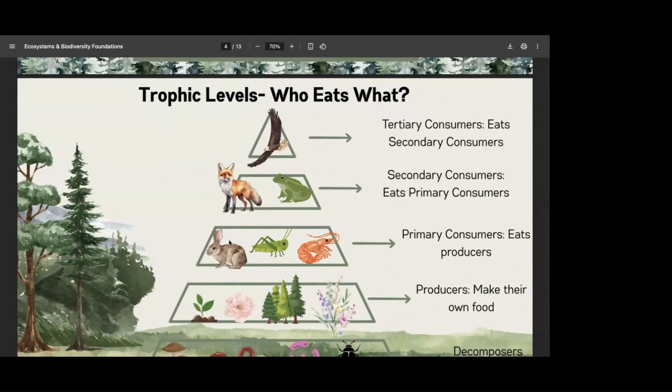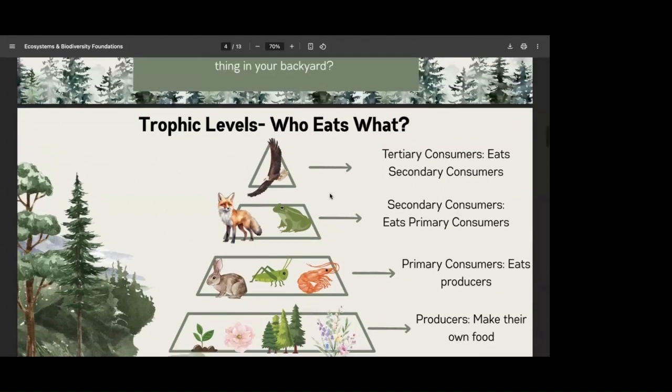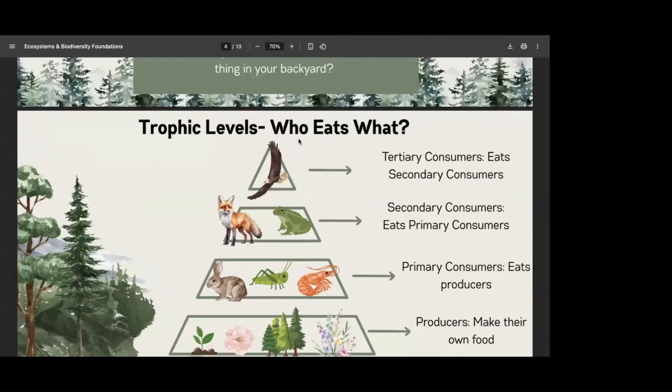Now for primary consumers, they eat producers. So things like rabbits chew on grass and any plants, things like that. And typically, primary consumers are herbivores. As for secondary consumers, they eat the primary consumers, and you're seeing a bit of a pattern. But basically, the upper levels eat the lower levels.